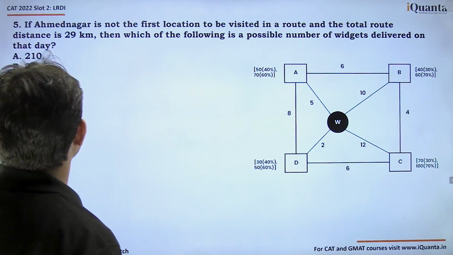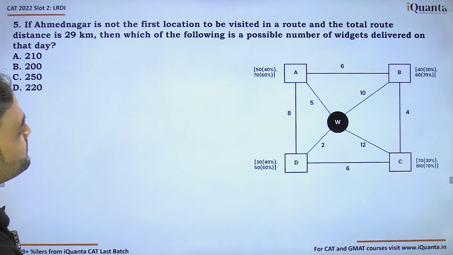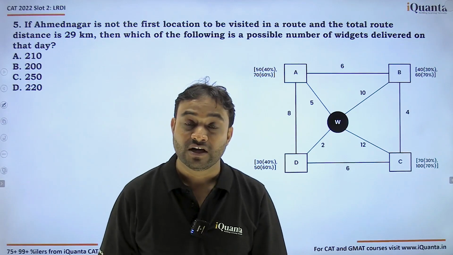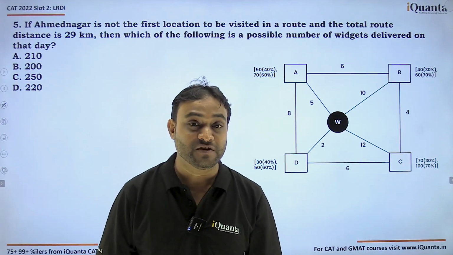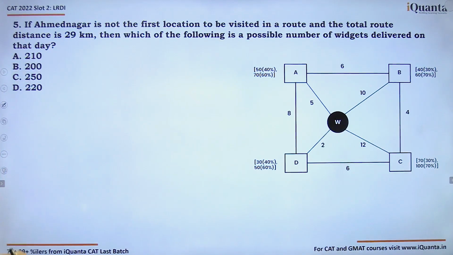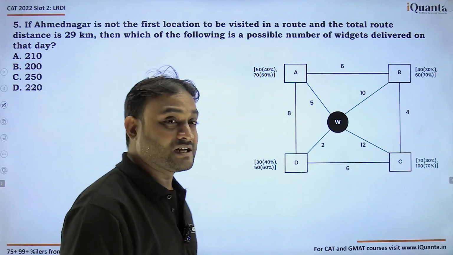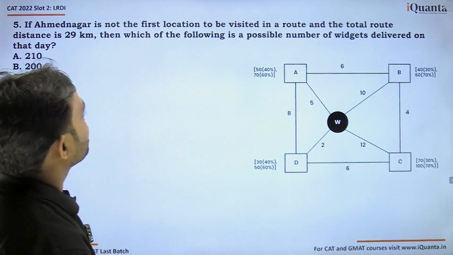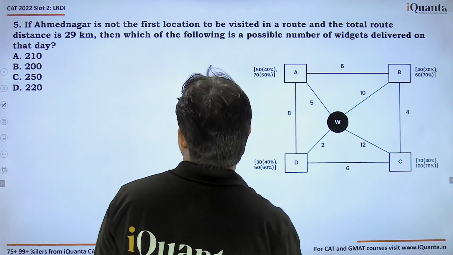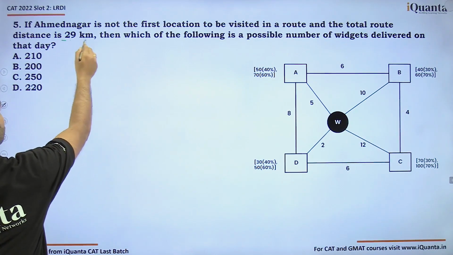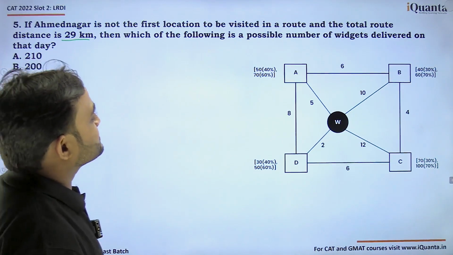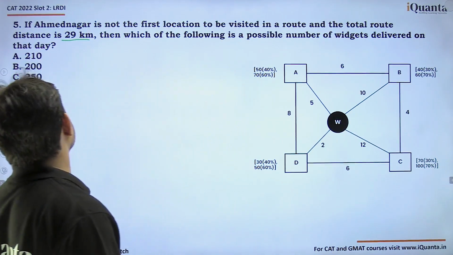Now last question, it says if Ahmednagar is not the first location to be visited in a route. It cannot be the last location to be visited in the route, as we have seen in the first question, which was wrong because of only this. So the position of Ahmednagar must be second or third, right? If Ahmednagar is not the first location, and the total route distance is 29 kilometers, then which of the following is a possible number of units delivered on that day?